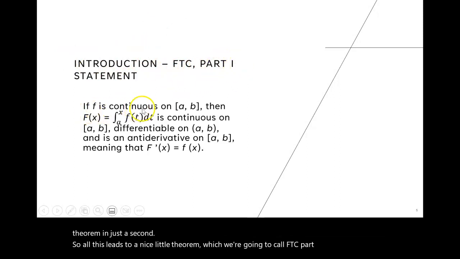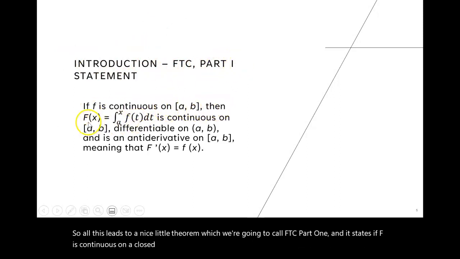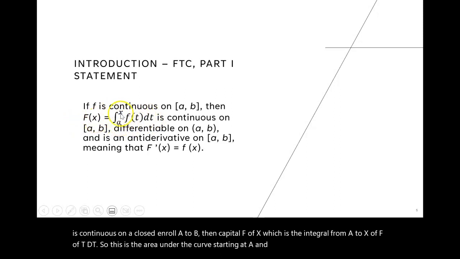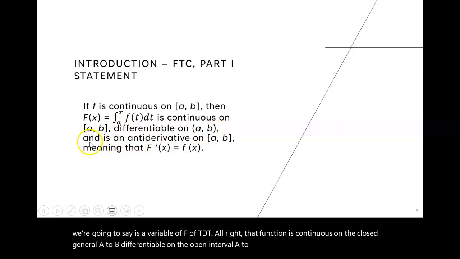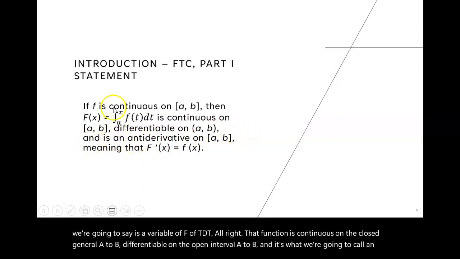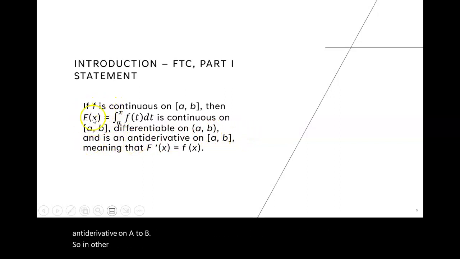It states if f is continuous on a closed interval a to b, then capital F of x, which is the integral from a to x of f of t dt, so this is the area under the curve, starting at a and stopping at some point x, which we're going to say is a variable, that function is continuous on the closed interval a to b, differentiable on the open interval a to b, and is what we're going to call an antiderivative on a to b. So in other words, the derivative of this capital F is just f of x. So it's the integrand with x plugged into it.